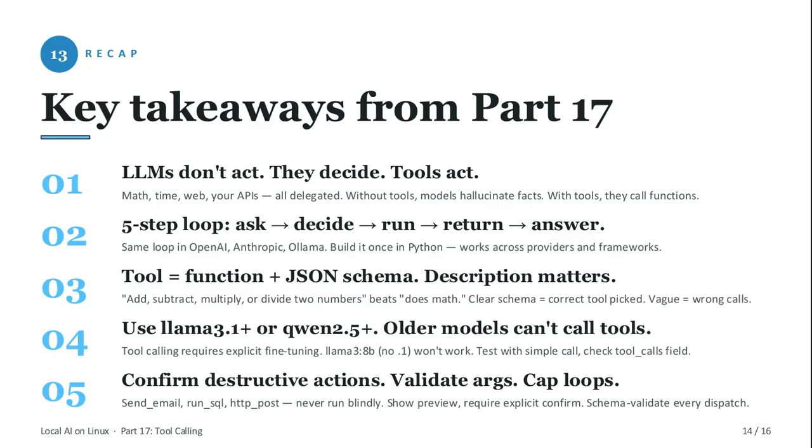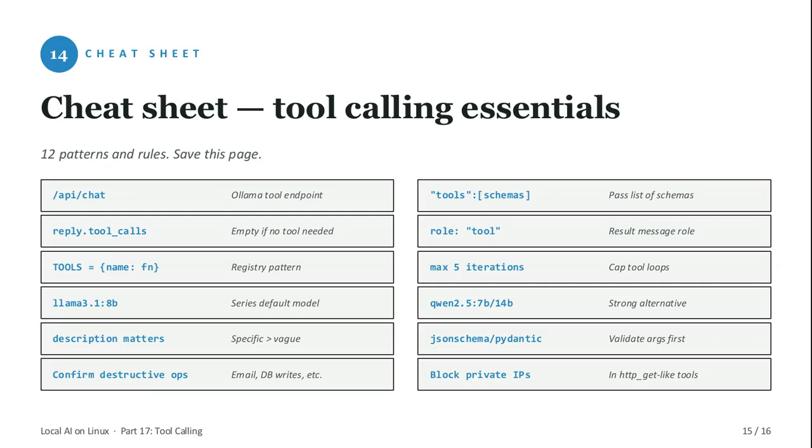Use a model that was fine-tuned for this, Llama 3.1 or Qwen 2.5 and up. And anything destructive gets a preview, a confirmation, and validated arguments before it runs. No exceptions. And here's the whole thing on one page, worth keeping nearby.